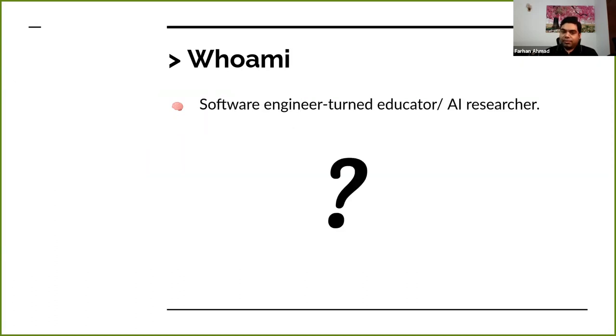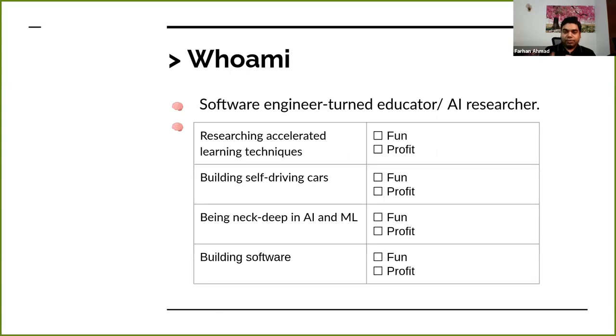And what do I do? So I'm a software engineer, or I was a software engineer for around 8 years. And then I turned into an educator and an AI researcher. And what does that really mean? So we'll see. What you see on the screen is a few things that I do. Some of these things I do for a living, and there are things that I do just for fun because I like doing them. I don't necessarily want to make any sort of money from that.